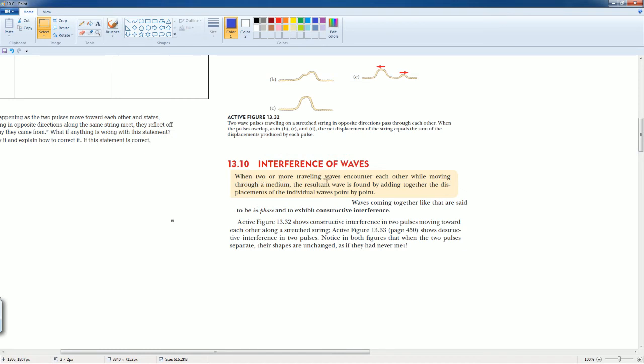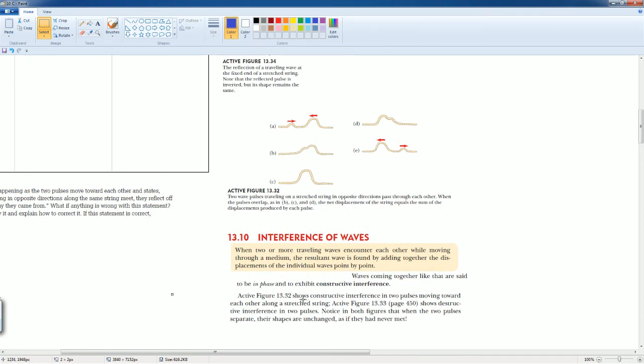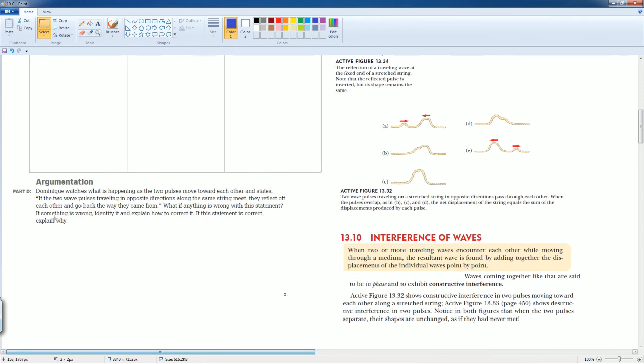When two or more traveling waves encounter each other while moving through a medium, the resulting wave is formed by adding together the displacements of the individual waves point to point. Waves coming together like this are said to be in phase and exhibit something called constructive interference. The visual that we saw here shows the constructive interference of two pulses moving towards each other along a stretched spring. That's it.